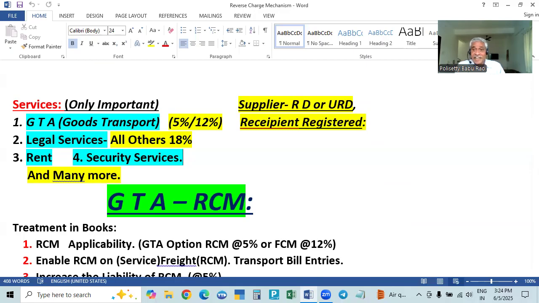He cannot collect any tax, because under RCM he will not collect. The tax will be paid by the buyer directly to the government, and he will get the receipt. But in the other case, it comes under forward charge mechanism. The tax is collected by the transporter and paid to the government, isn't it? That is why it is called forward charge mechanism.